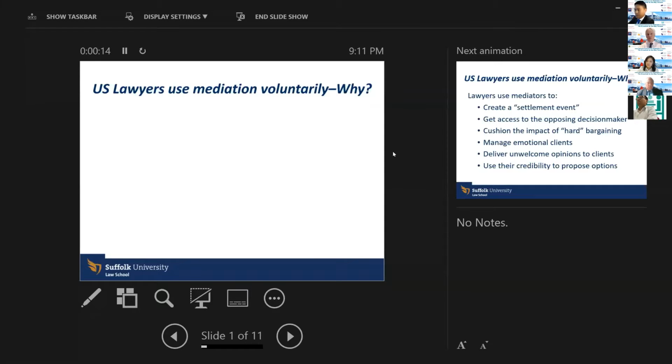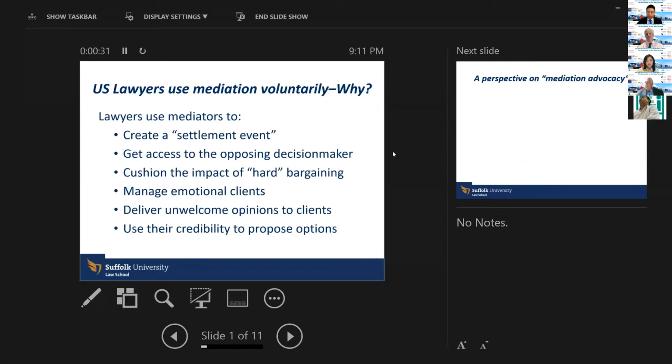We find that US lawyers now use mediation voluntarily. I'm sure there are at least 1 million mediations a year in the United States. But you ask, well, why would they? Particularly, why would they pay thousands of US dollars and spend days locked in rooms? And here are some reasons.